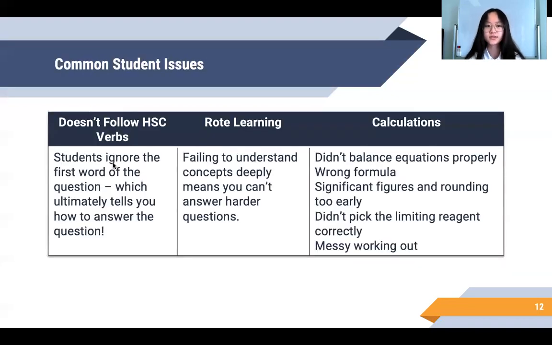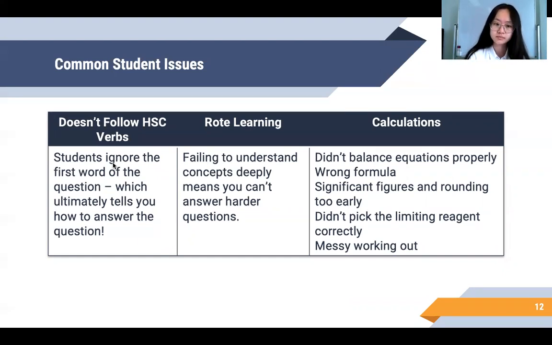Okay, common student issues. When answering exam questions, a lot of students don't follow HSC verbs. The HSC verb, you can search on NESA, but the HSC verb is the first word of the question that actually tells you how to answer the question correctly to get full marks. A lot of students, they get stressed out and they don't read the first word. They just try to figure out what they have to do, but they don't rationalize how they're supposed to answer.